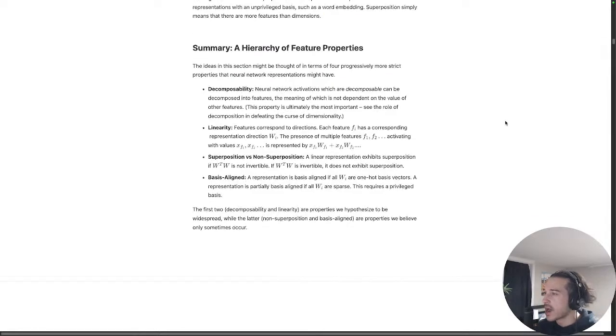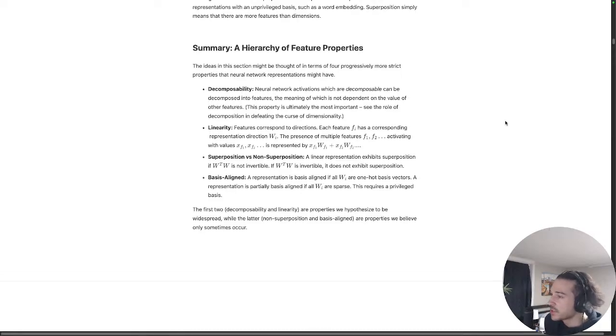Summary: a hierarchy of feature properties. The ideas in this section might be thought of in terms of 4 progressively more strict properties that neural network representations might have. Decomposability. Neural network activations which are decomposable can be decomposed into features, the meaning of which is not dependent on the value of other features. This property is ultimately the most important. See the role of decomposition in defeating the curse of dimensionality.